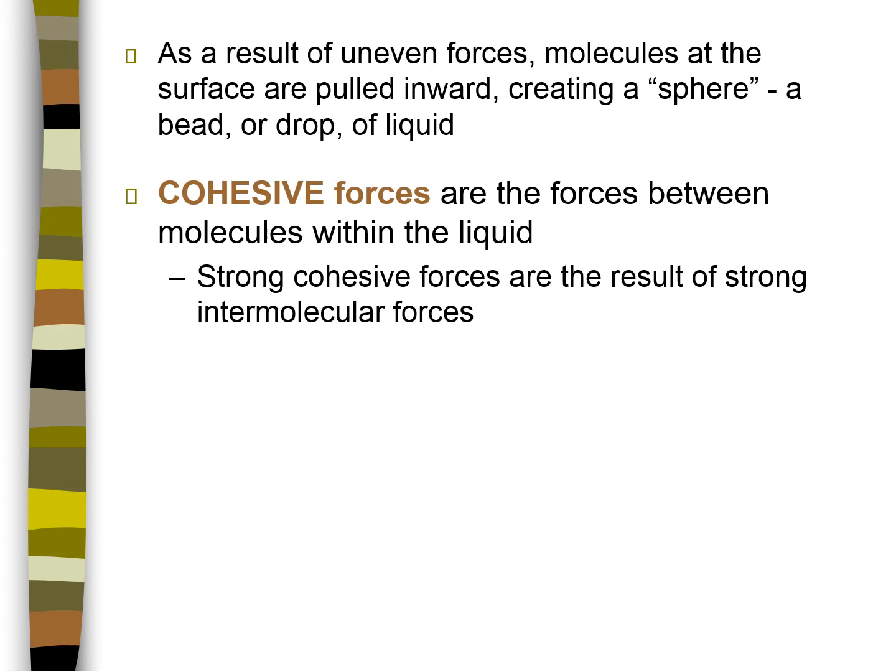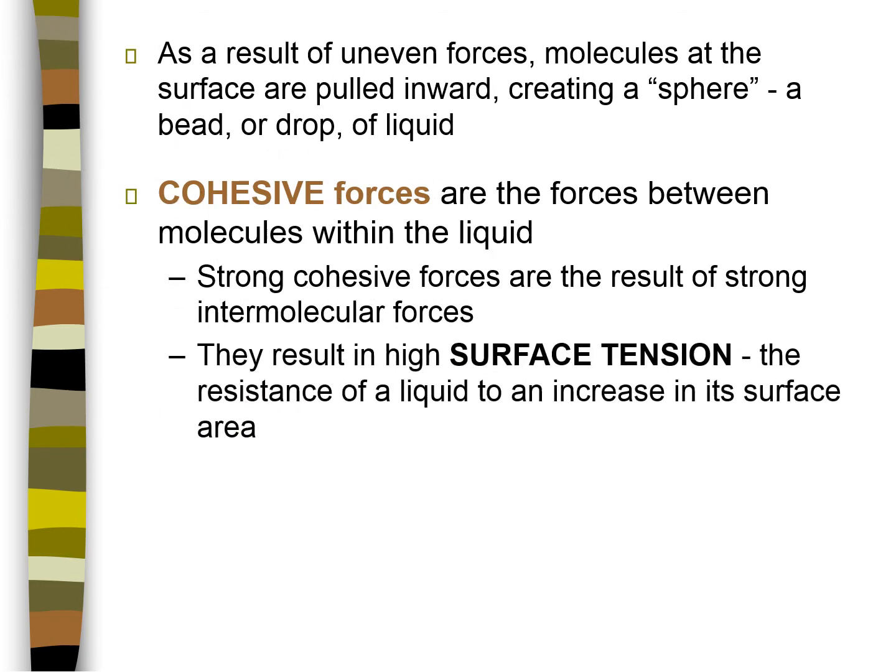When you have strong intermolecular forces like dipole-dipole forces or hydrogen bonding, you're going to get strong cohesion between the liquid particles. One of the results of cohesive forces is called surface tension. If you've ever seen a spider or an insect run across the surface of water, you've seen surface tension in action. Surface tension has a very specific definition. Make sure you know this. It's the resistance of a liquid to an increase in its surface area.